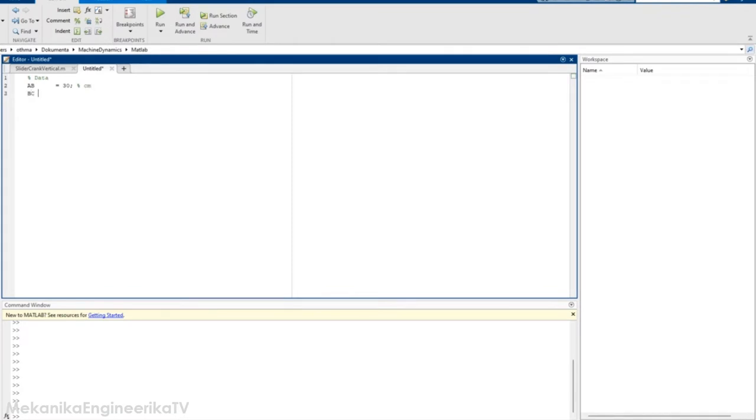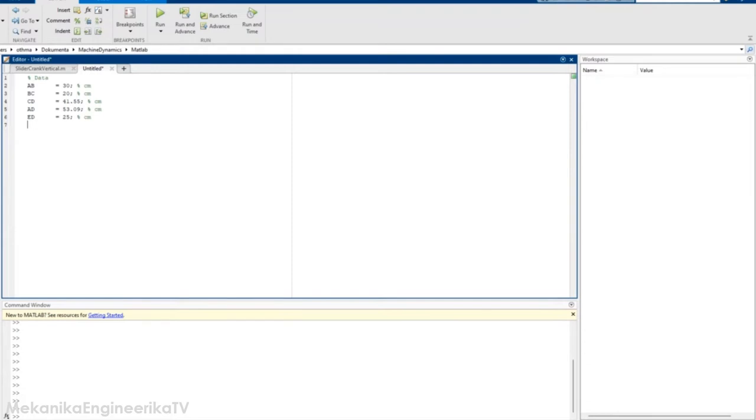Let's move on with the bar lengths. Distance BC is 20, again in centimeters, just for us. Now the bar CD is 41.55 centimeters. The bar AD will be 53.09 centimeters. And I also need the distance ED to be 25 centimeters.